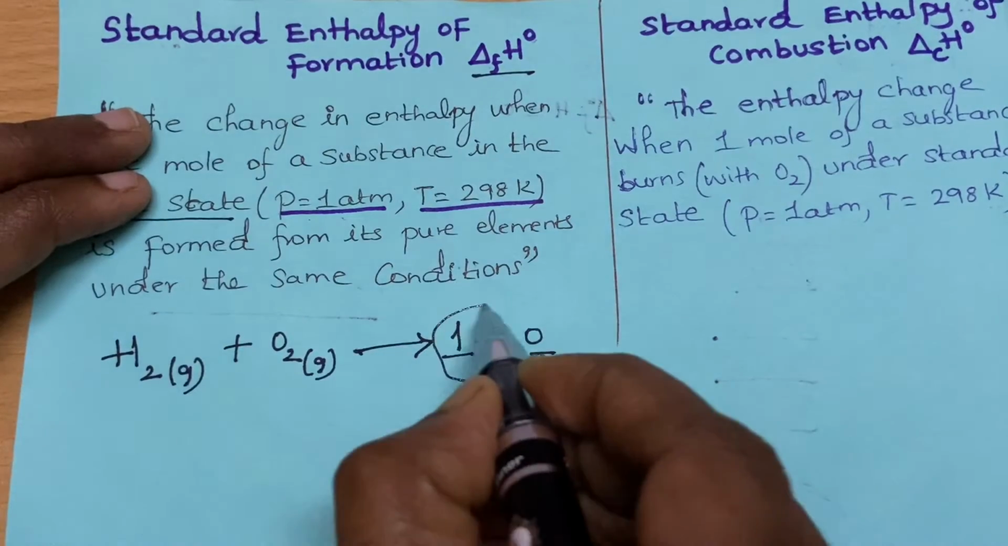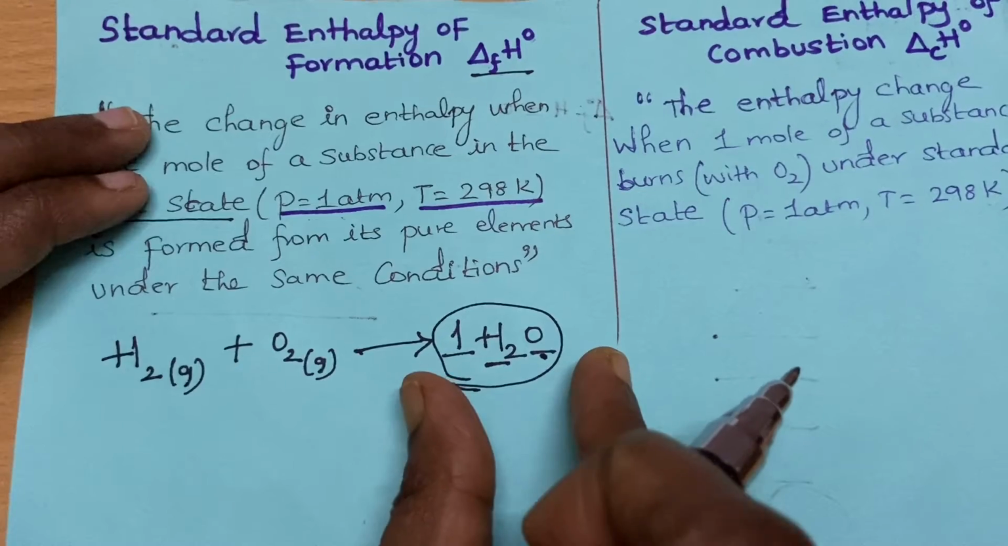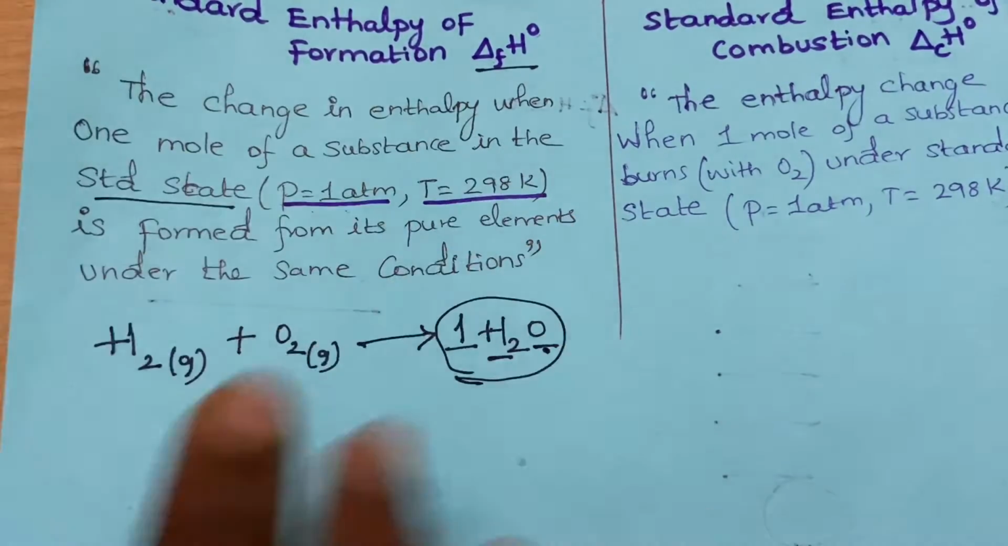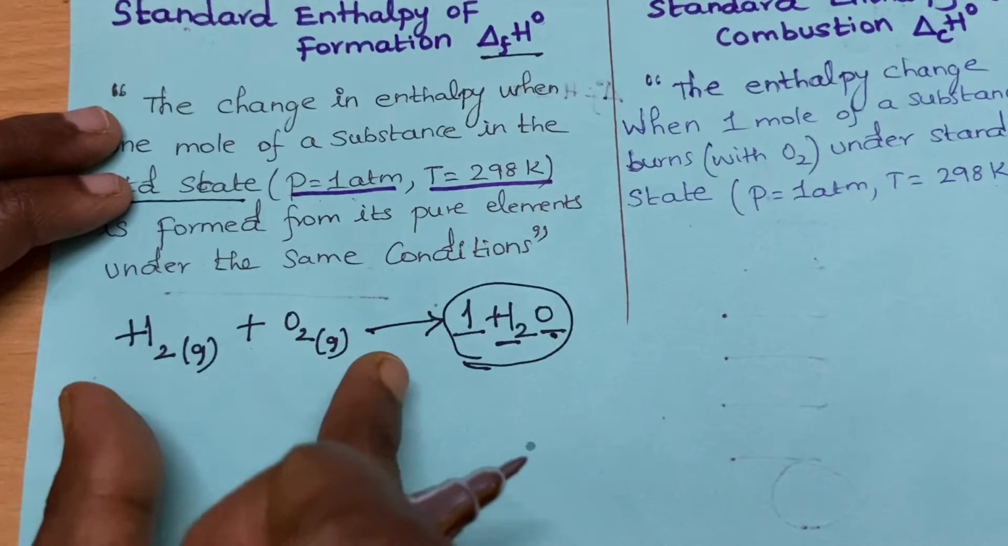This is 1 mole of the product, 1 mole of the substance you are preparing. So you have to keep this intact. You should not touch this while balancing. Okay, keeping this as 1, you have to balance the rest of the things.